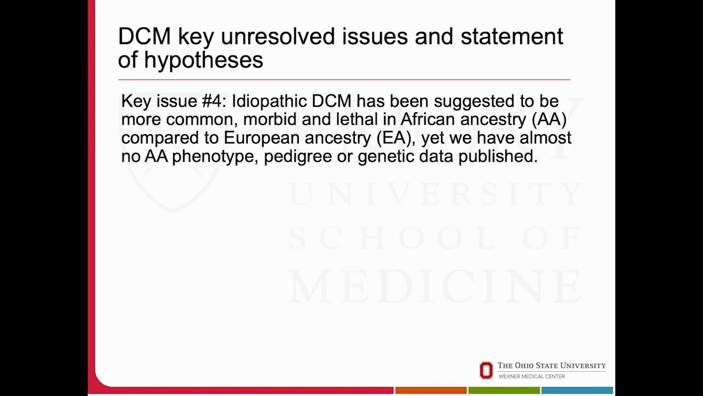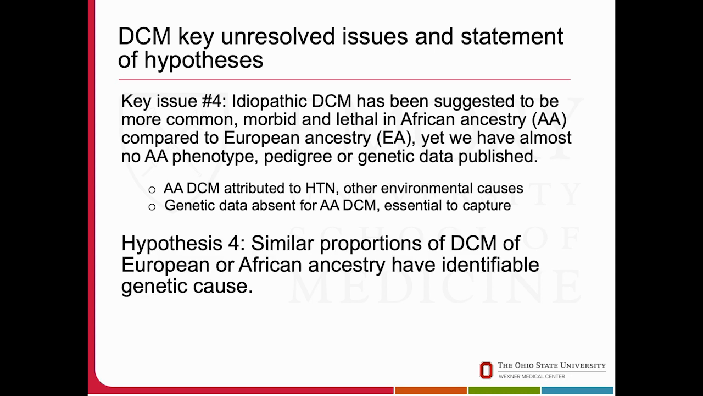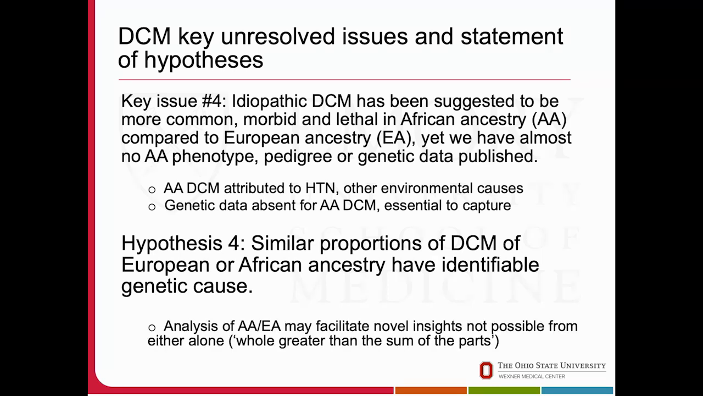Then the fourth issue we think is, again, very important. Idiopathic DCM has been suggested to be more common, morbid, and lethal in African ancestry compared to European ancestry, but we had, certainly when this grant went in, almost no genotype or sequencing data in African ancestry. It's been attributed to hypertension and other environmental causes. So our hypothesis is that it's all the same whether you're white, black, or whatever.